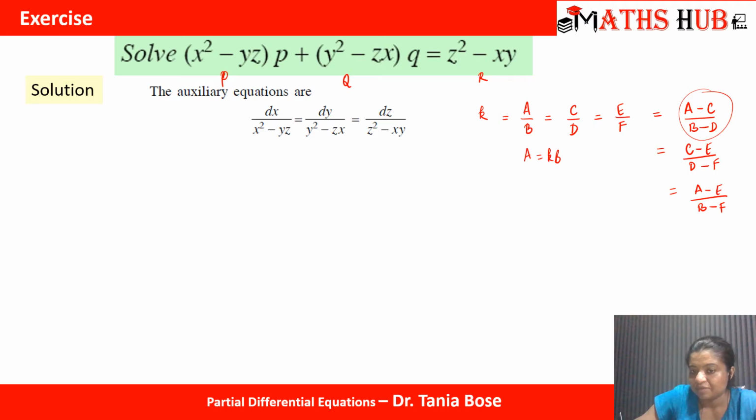Similarly, if I assume C by D is equal to K, C will come out to be K times D. So if I substitute these values here, it will become KB minus KD upon B minus D. So K will come out and we have B minus D upon B minus D. So B minus D cancels out and the ratio is also equal to K. And likewise, you'll get the same thing, right?